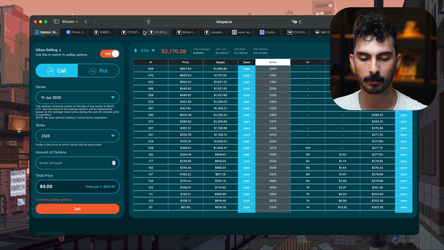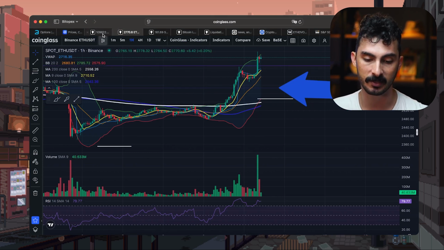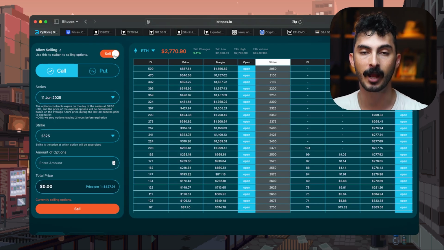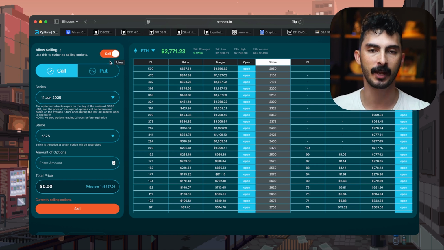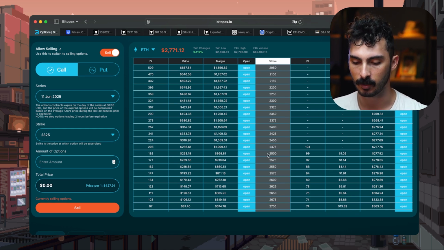Let's try to make something for Ethereum. Since now we're super extended, we could look at the 2600. So let's go right here. I usually start selling a leg first and then I buy the cheaper one because I want to get that premium very fast. So I'm going to go to the 2600, make sure I am on sell, and I'm going to click right here.